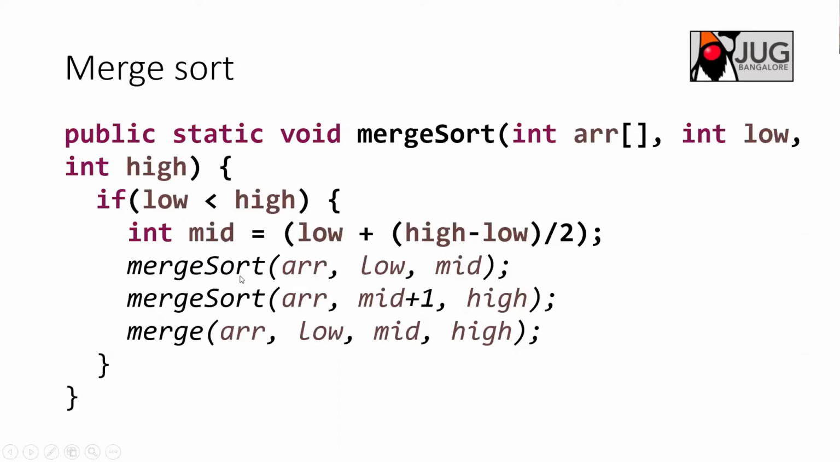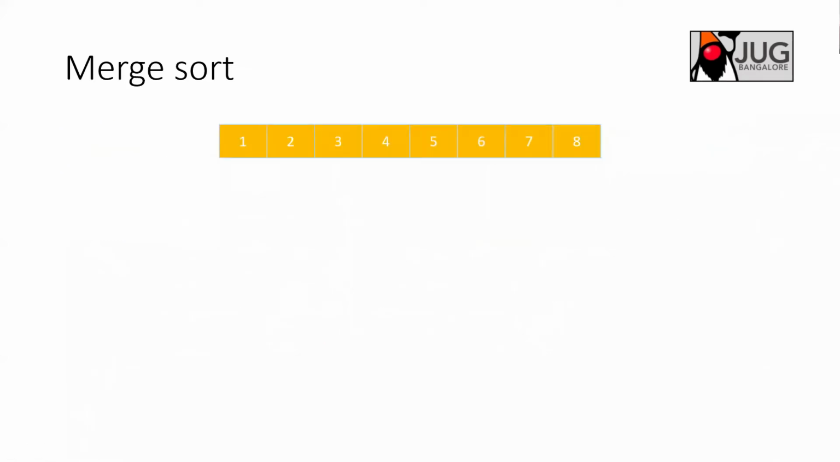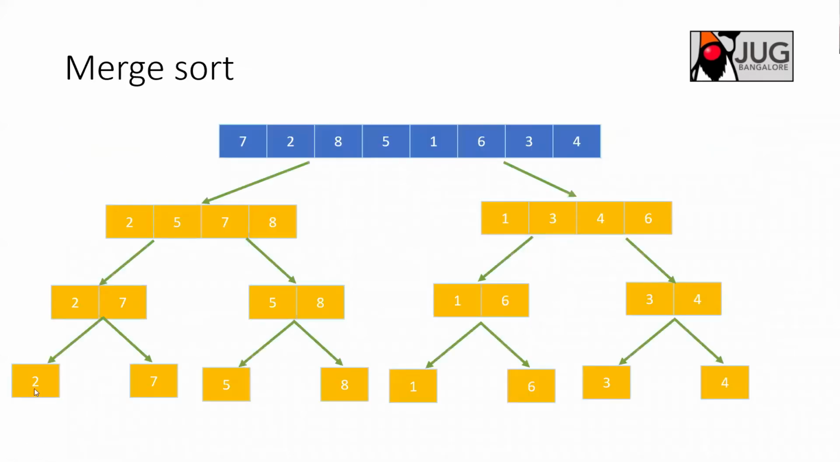This merge sort will keep on calling until low is less than high. In this case, low and high are one element, so low is not less than high here because both are the same. Here 2 itself is a low and 2 itself is a high. You cannot go further. It is not less, so it breaks the condition and falls back. It returns actually.